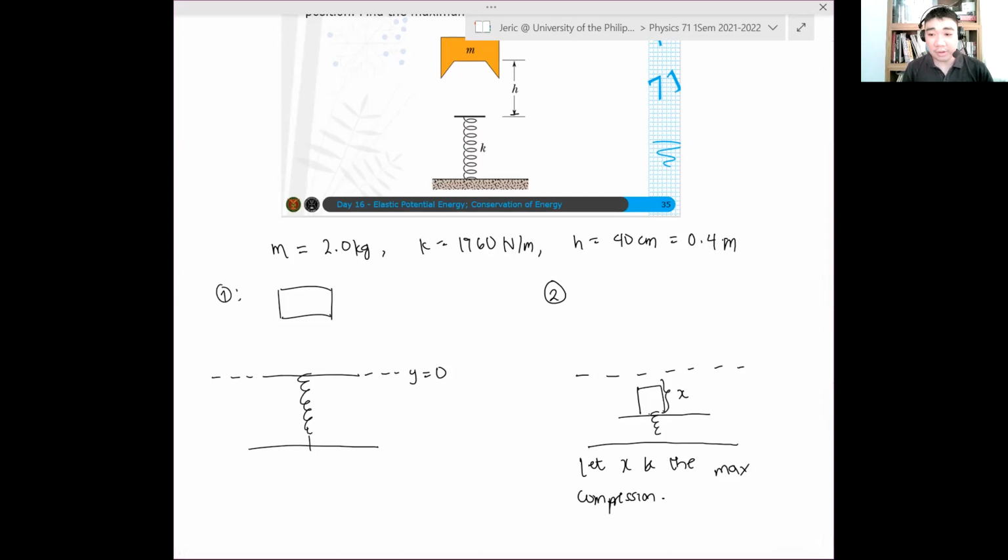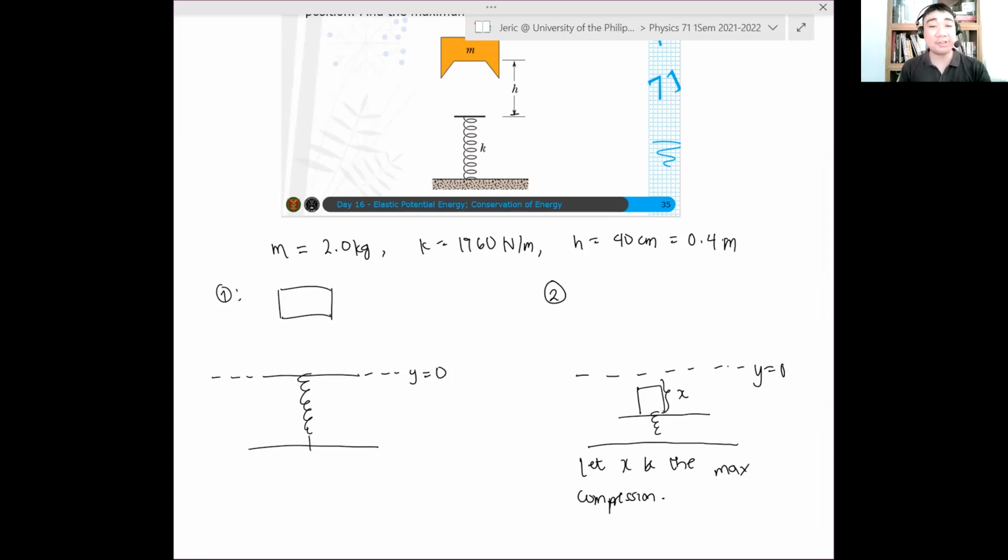Therefore, what happens there? If this is my y equals 0, then at the second state, does it have kinetic energy? None, sir. Does it have elastic potential energy? Yes, sir. Of course, the spring compressed. This is the important question. Does it have gravitational potential energy? Sir, none. Ah, sir, it does. It does, but negative. It becomes negative. It should be some negative mg times the compression of the spring. That is the crucial part of this problem.